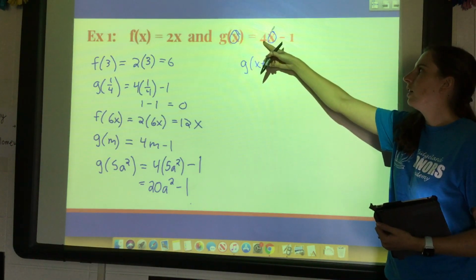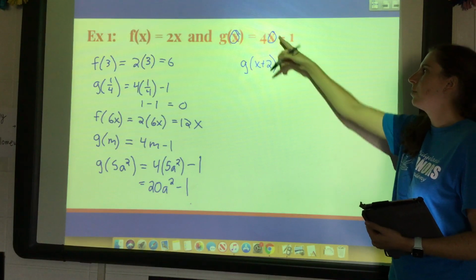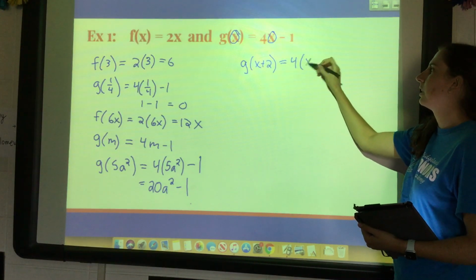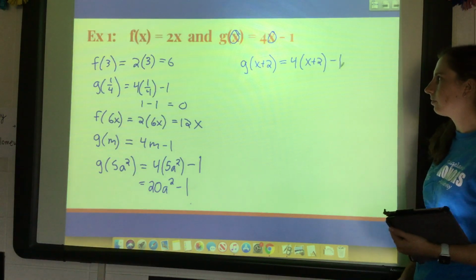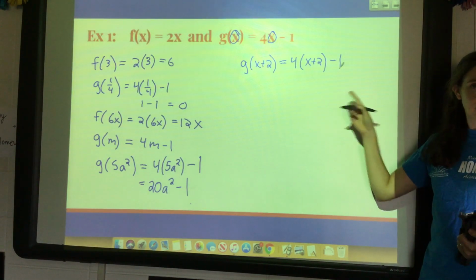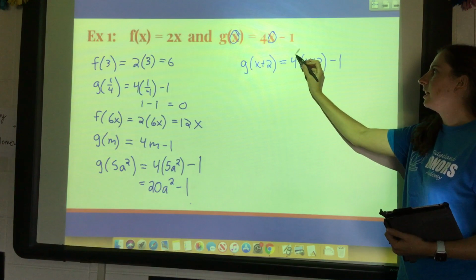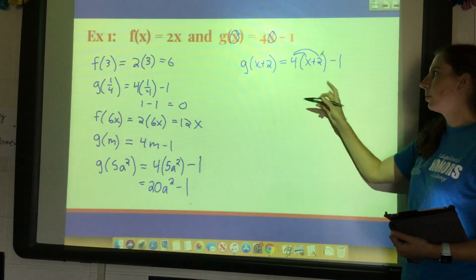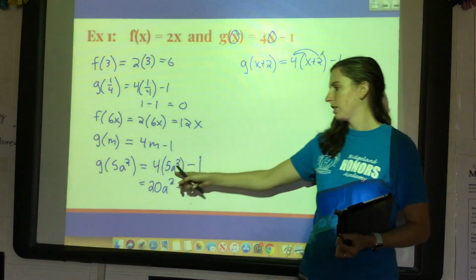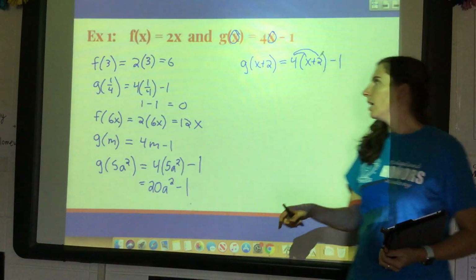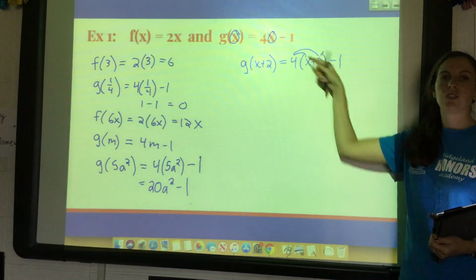So I'll do 4 times the new input, x plus 2, minus 1. And that's it. I just need to simplify. In this case, I'll have to distribute the 4 because there were 2 terms in that parentheses. Here it was just 1 term, so we can multiply it all together. But here there's 2 terms, so I need to distribute.